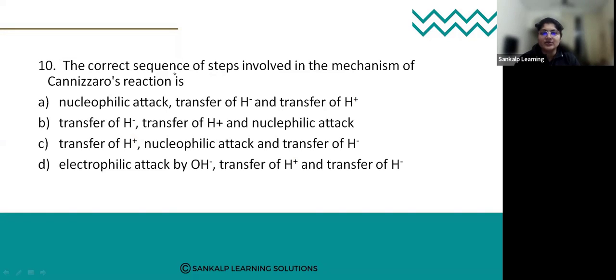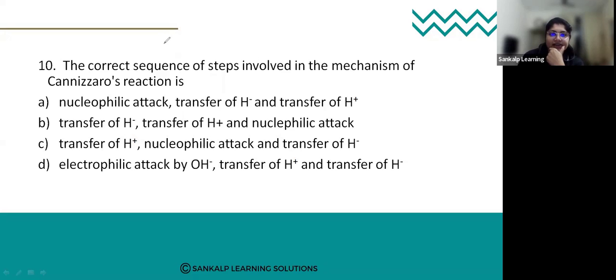So in the Cannizzaro reaction, what do we do? We take 2 aldehydes, right? These molecules will undergo disproportionation and produce products: one will be a carboxylic acid, another will be an alcohol, right? So this is our Cannizzaro reaction. Here aldehydes are involved. Fine. So what is the sequence?